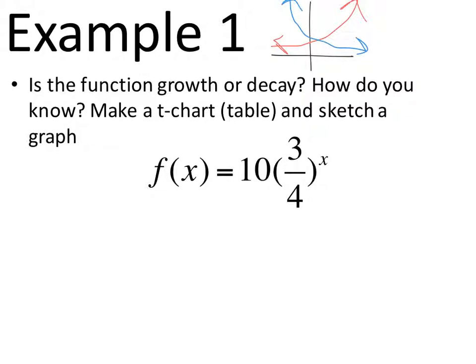So the way I tell whether something's going to be growth or decay is I look at the b value. Here, b is 3/4. Since 3/4 is less than 1, this tells me that this is a decay function. So if your base of your exponent is less than 1, so a fraction, it will be decay. If it is 1 or greater, it is going to be growth.